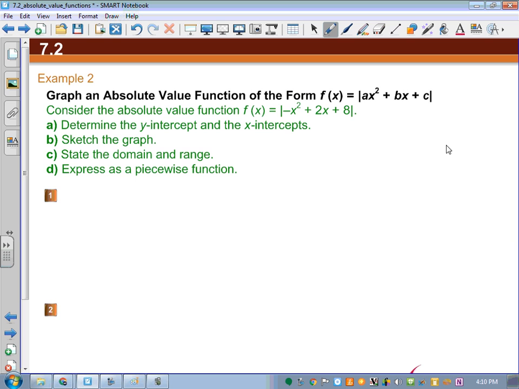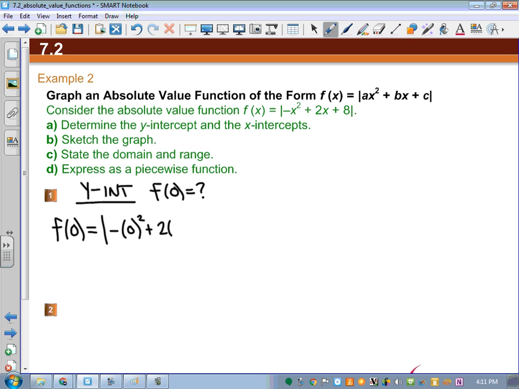Very similar to example 2. We just have to remember that when we're finding a y-intercept, we're going to make x equal to 0. Now, I do like function notation. We have to get more and more used to it. The y-intercept is whatever f of 0 is equal to. And f of 0 is putting 0 in for all the x's into our function. So that's negative 0 squared plus 2 times 0 plus 8, all inside of an absolute value. That means the function evaluated at 0 is equal to the absolute value of 8. So f of 0 is 8.